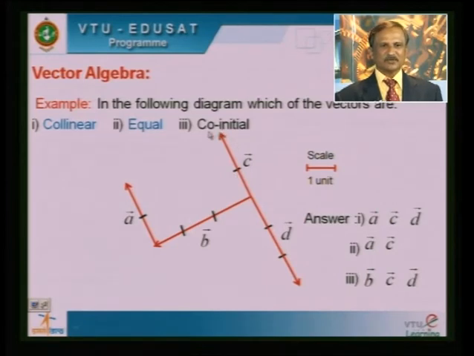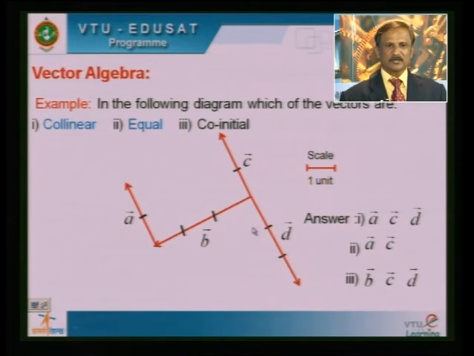And similarly, you can identify the co-initial vectors. What are the co-initial vectors? B, C, D are the co-initial vectors. So how do we say that B, C, D are co-initial vectors? What is the initial point of B?